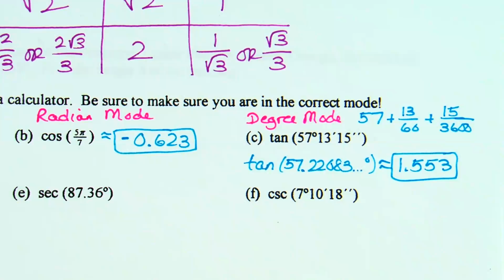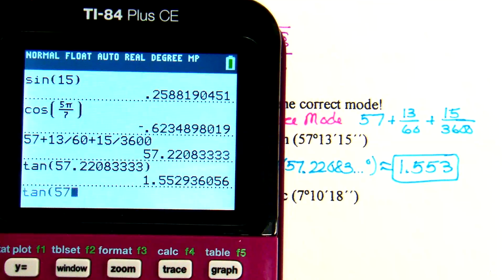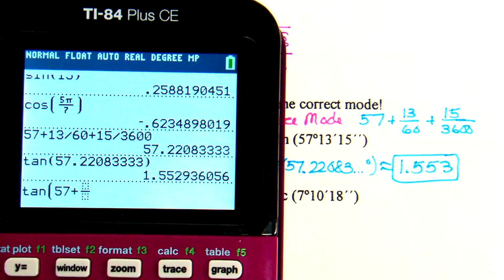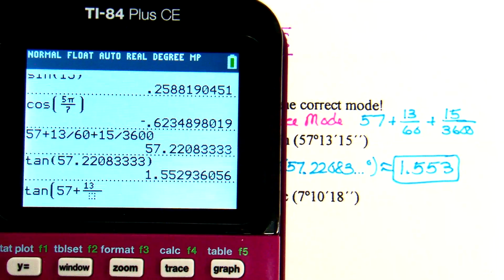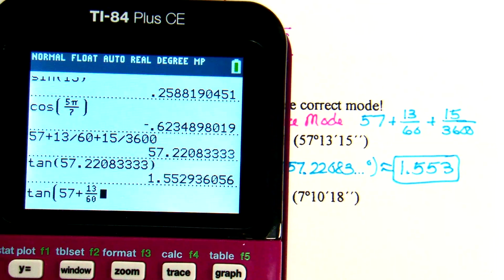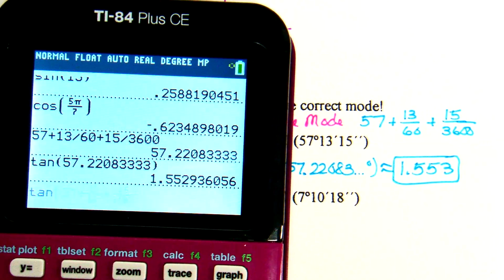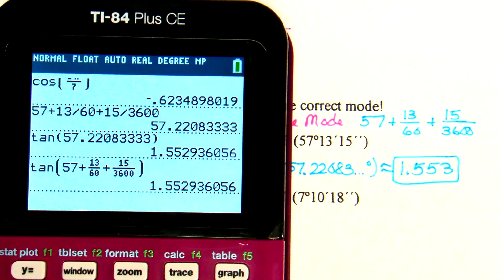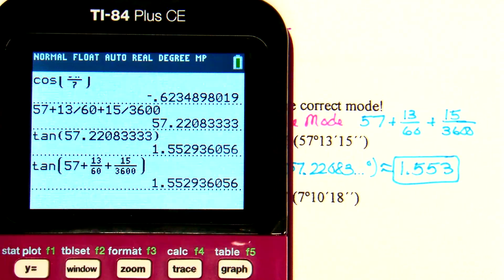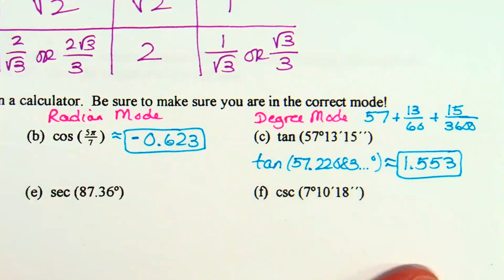If you really wanted to, guys, you could have just typed in tangent of 57 plus 13 over 60. Whoops. Dang it. Plus 1500 over 3600. You could have just typed it in right there, and it would have worked for you as well if you didn't want that extra step. Okay? Calculators will do a lot for you, right? Okay. Bottom row. Can we get through these real quick?